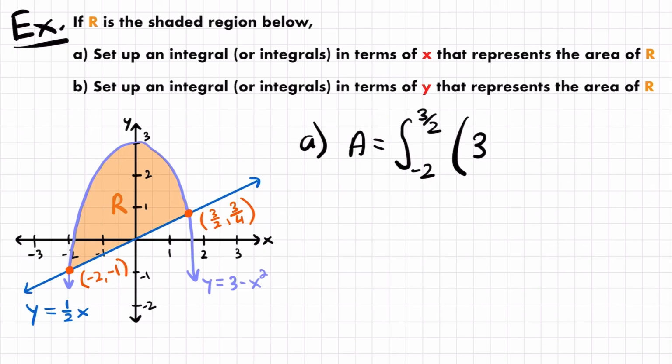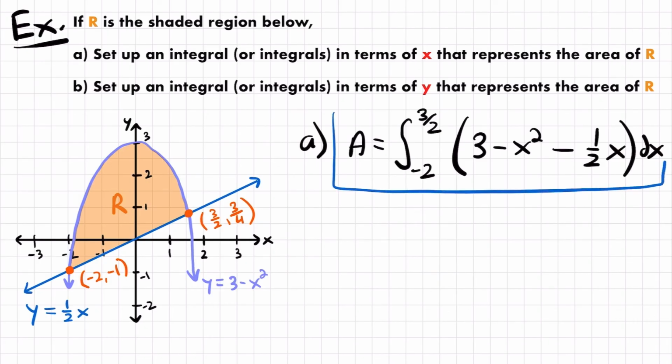So we'll have 3 minus x squared, and then we will subtract the bottom function, which for this region R will be this line right here, right? The whole bottom of this region is this line, y equals 1/2 times x. And so we will subtract 1/2 times x and then multiply by dx. Okay, so this is the solution to part A. This is one definite integral in terms of x that represents the area of R.